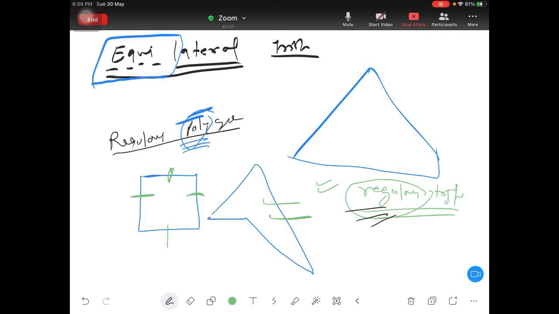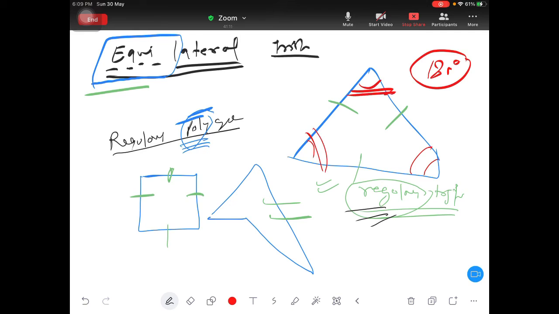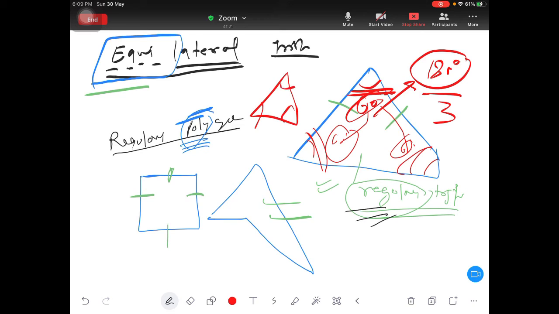Okay, so in an equilateral triangle, all the sides are the same, so because of that all the angles will be the same. And if all the angles are the same, the total sum is 180, right? Yes. So 180 has to be distributed among all 3. Divide by 3, and each will be 60, 60, 60. If you add 60, 60, 60, you must get 180. So yes, it's correct. In an equilateral triangle, all the internal angles are 60 degrees.